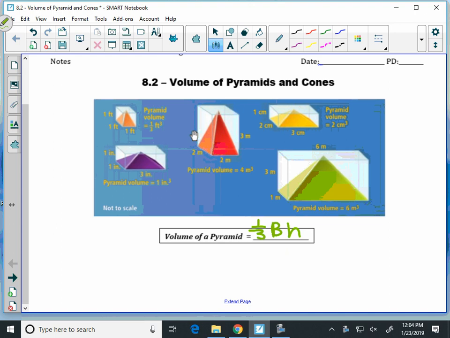The reason behind that, and why there's a 1/3 there, and that 1/3 looks really weird, is because if you have a prism and a pyramid and they have the same exact dimensions, same area of the base and same height, you can fit 3 pyramids of that same exact size inside that prism every single time.